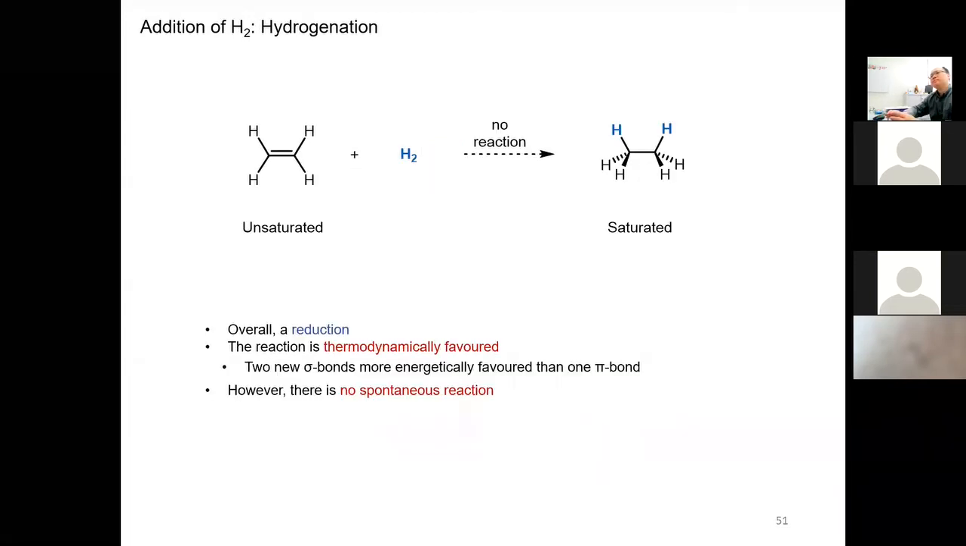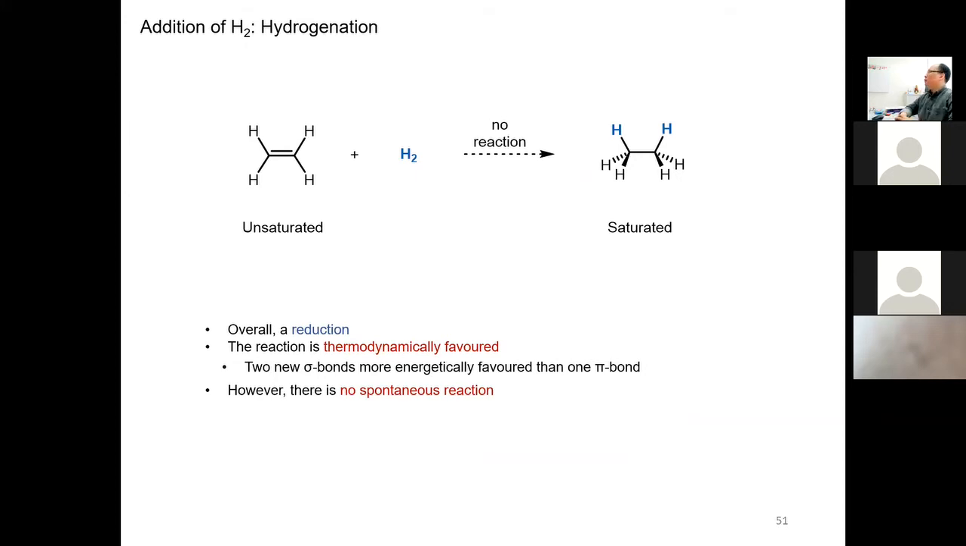Okay, so for the detailed types of reaction we're going to learn, we're going to start with hydrogenation. Overall, as we talked about, it's a reduction. But the reaction is thermodynamically favored, and the reason is that the two new sigma C-H bonds are energetically favored over one pi bond. So energy-wise, the product is much lower in energy than these combined. Okay, but it is not a spontaneous reaction.